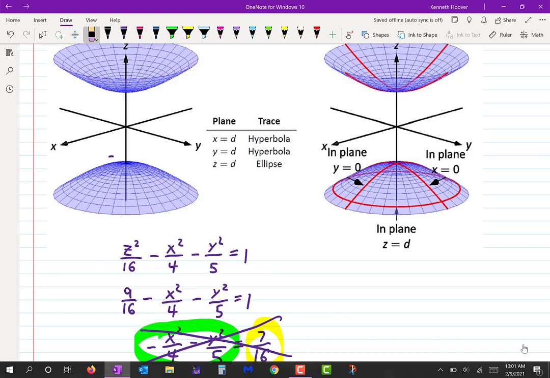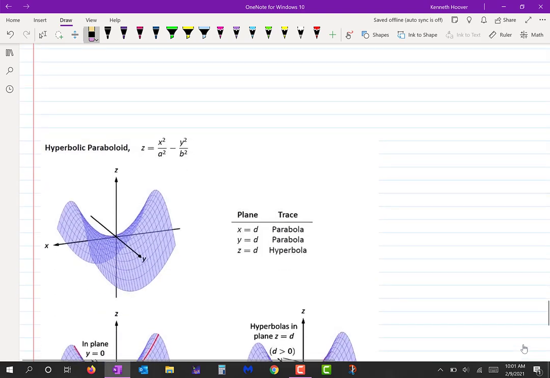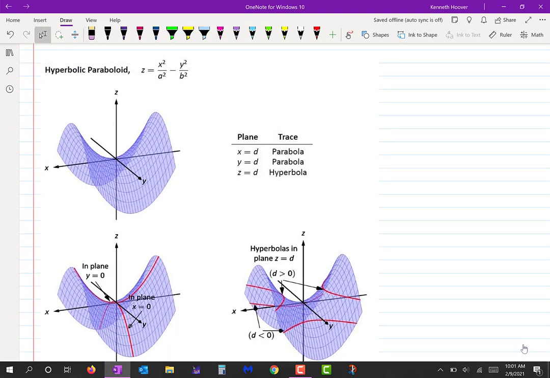Okay? All right, and then the last kind of quadratic surface we're going to look at is called a hyperbolic paraboloid. Some people call it a saddle, for obvious reasons. It looks like a horse's saddle. And that's an equation that can be written this way. Notice there's no z squared here, so it looks very similar to the first one we saw, the elliptic paraboloid.